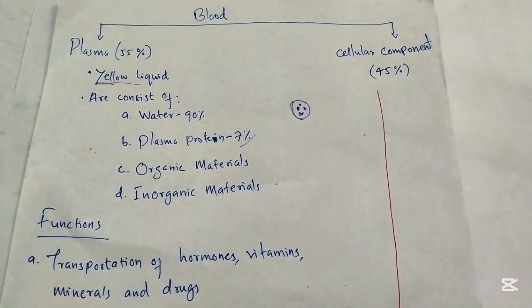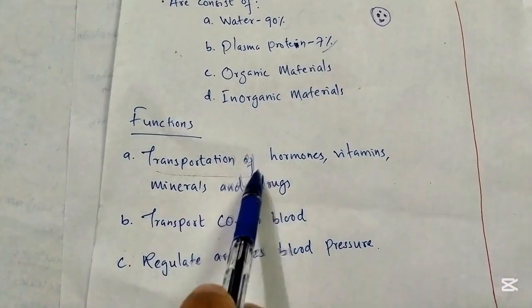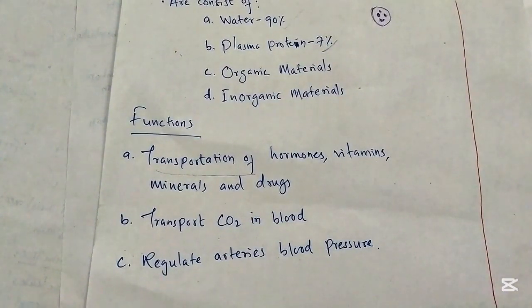Let us look at the functions of plasma. Firstly, the main function of plasma is transportation of hormones, vitamins, minerals and drugs. And second, plasma helps in the transportation of carbon dioxide in blood. Third, blood plasma also regulates the arteries blood pressure. These are the functions of blood plasma.